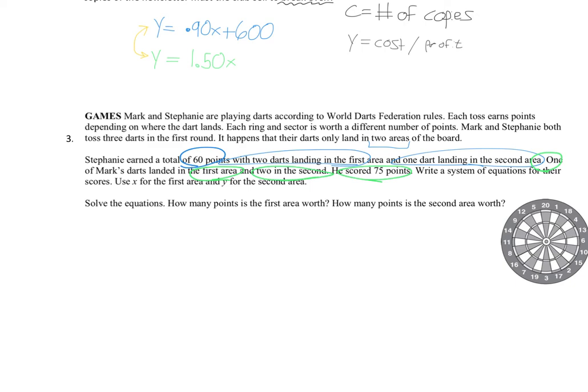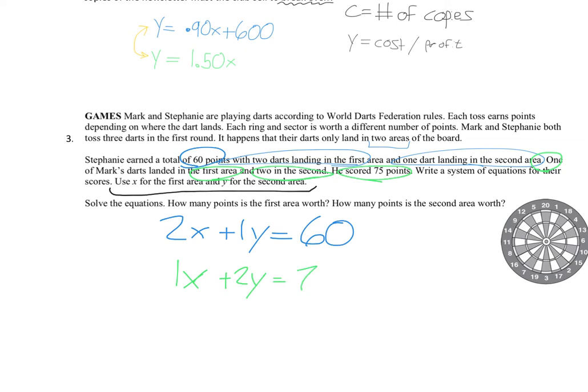So it says, write a system of equations, use X for the first area and Y for the second. They already helped us get that set up. So for Stephanie, in blue, 2 darts in the first area, plus 1 dart in the second area, and she scored 60 points. Here in green, 1 dart in the first area, and 2 darts in the second area. So that's the system of equations solving this situation.